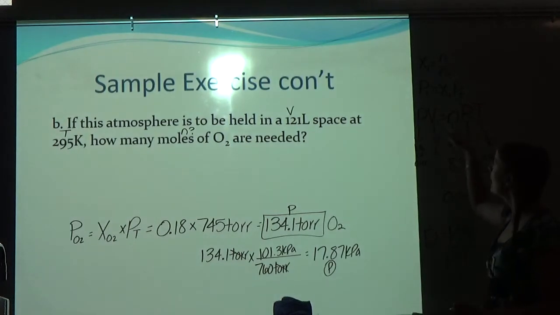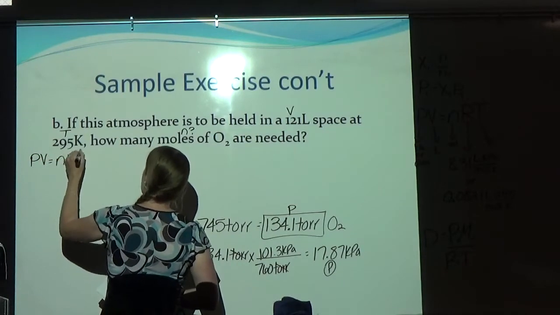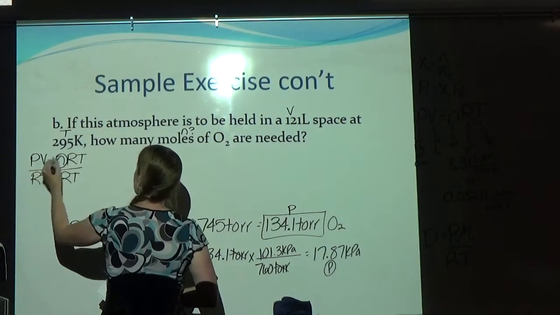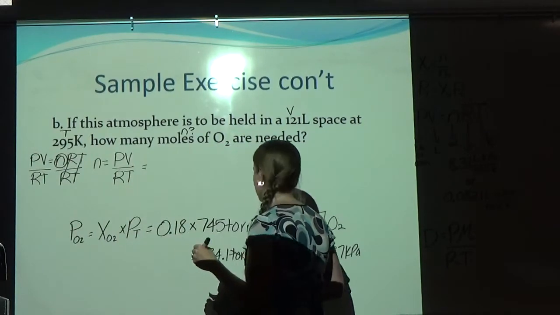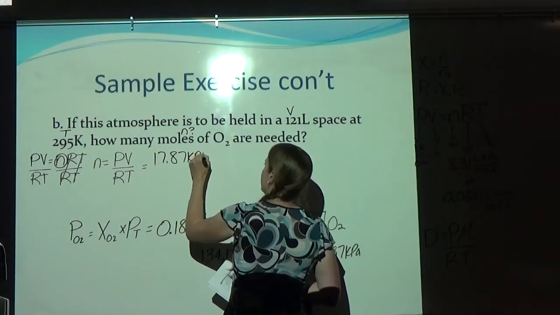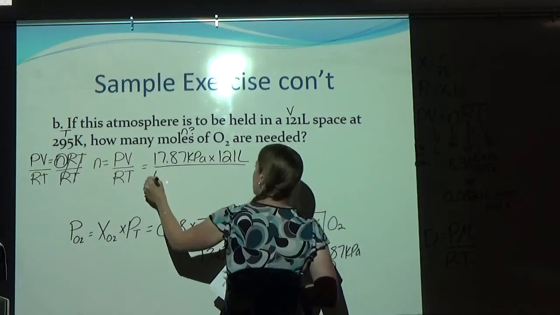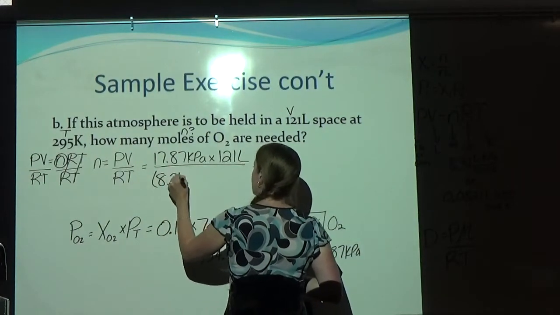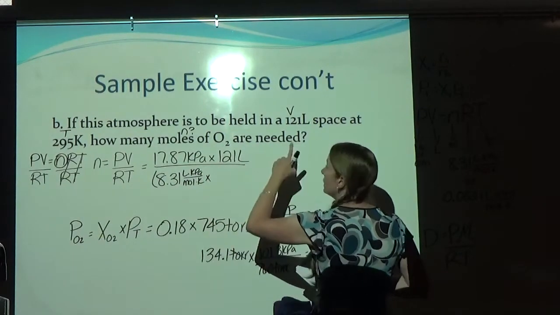So now that I know all that, I can plug into my formula. So PV equals nRT. I'm solving for number of moles, or N, so I'm going to divide both sides by RT. So N equals PV divided by RT. So then I just plug in. So my pressure we determined was 17.87 kPa. My volume was 121 liters. My R value is, since I chose to go to kPa, 8.31 liters times kilopascals over moles times Kelvin. And my temperature was 295 Kelvin.